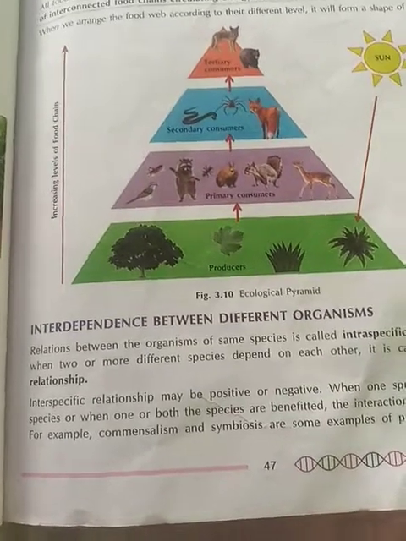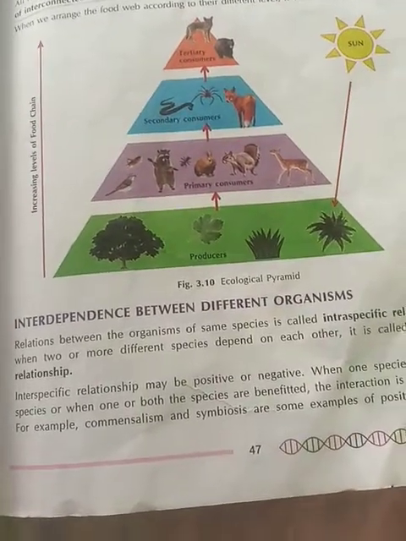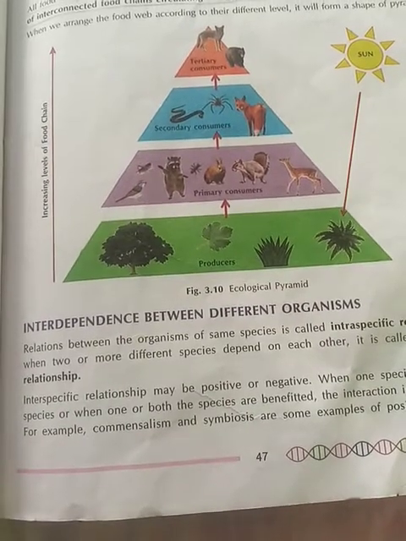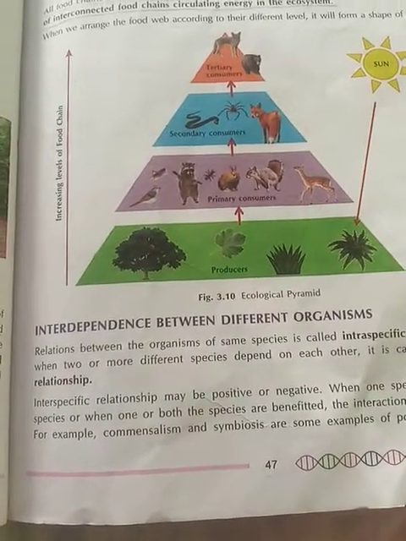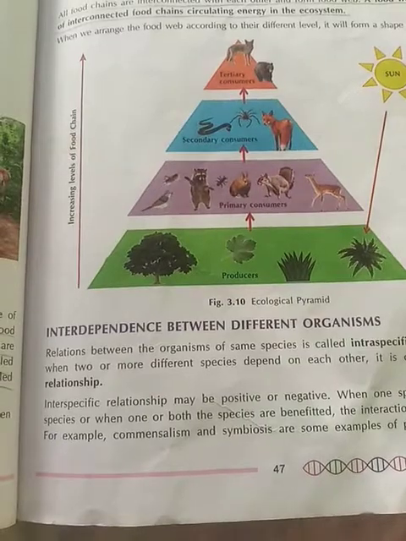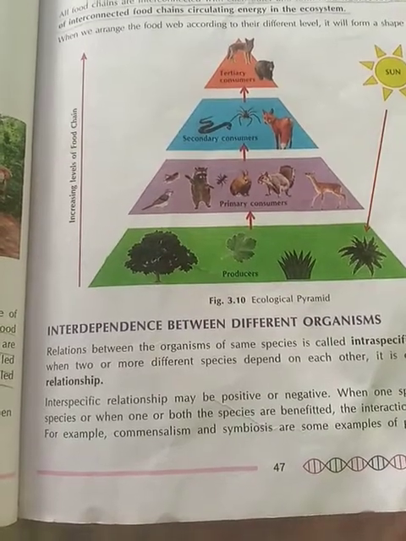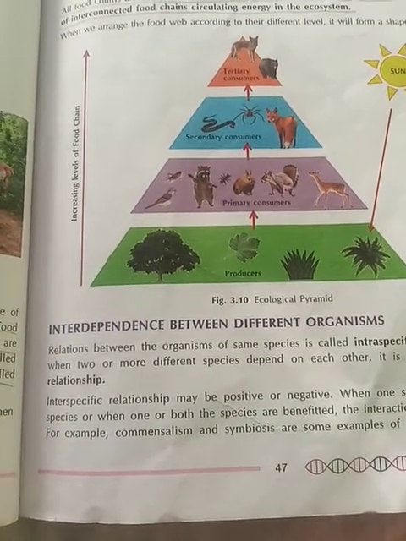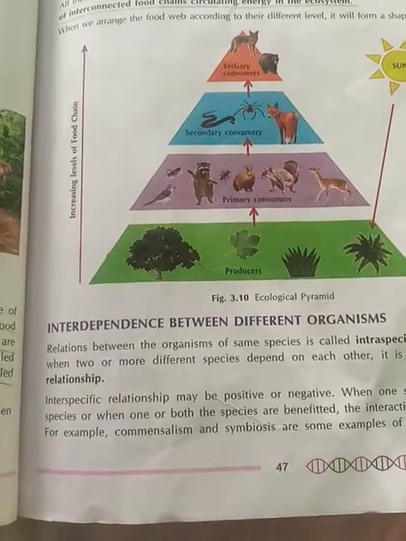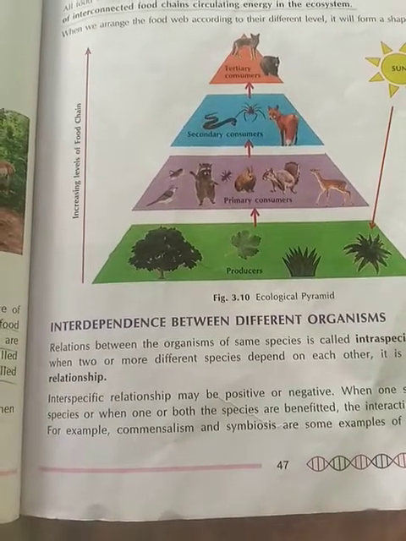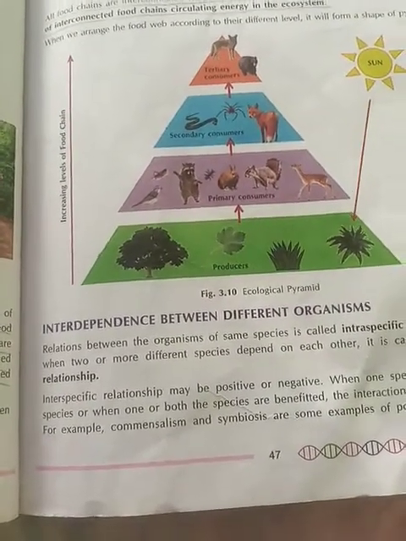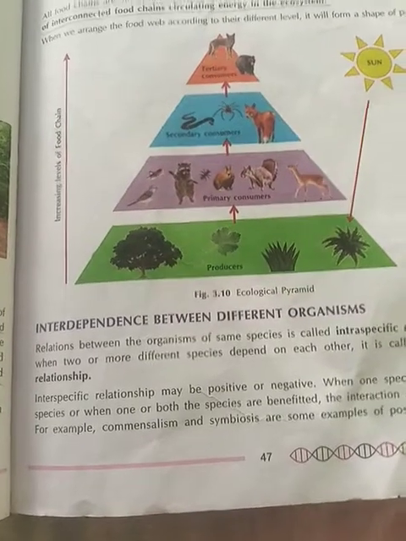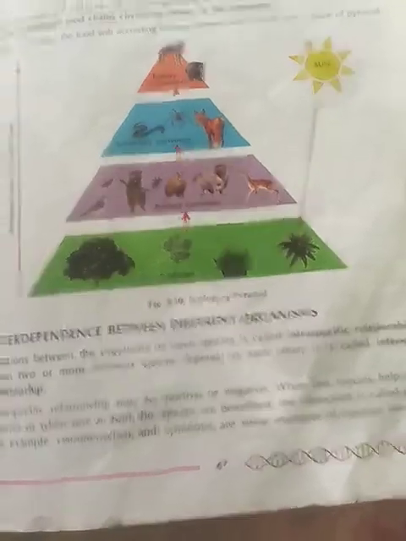Hello everyone. We are continuing with the chapter of ecosystem. In the previous sessions, you have studied about the different types of interdependence between biotic and abiotic components. In this session, children, we are going to study about the interdependence between different organisms.